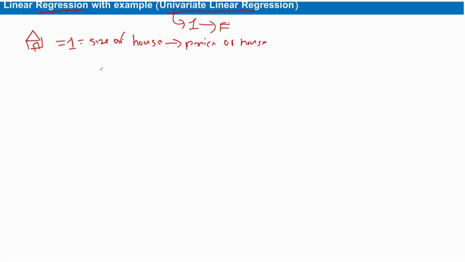Suppose this is the y-axis and this is the x-axis. So the x-axis is the size of house in square feet, and the y-axis is the price.